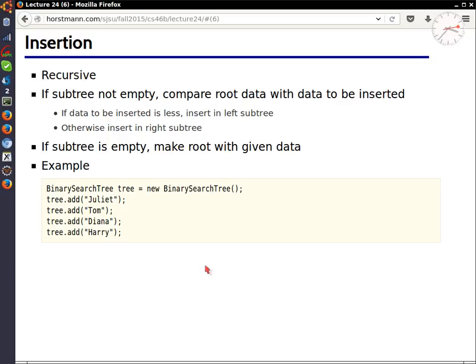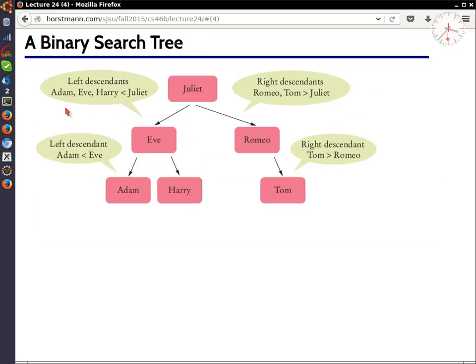So insertion into a BST is easy because we basically follow the tree. The way that I'm describing it right now is a recursive algorithm. I'll come to that in a minute. So I have my tree, and I'll just pick this one here. And let's say I want to insert Fred.